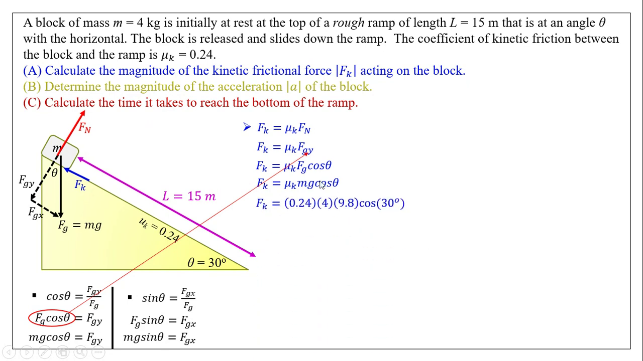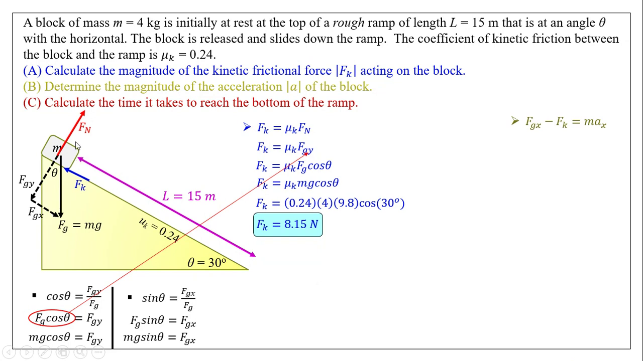Okay. So once I expand f of g to mg, I know all these values. Mu k is 0.24, mass is 4, g here is 9.8, and then cosine of 30 because the angle given here in the diagram is 30. If you punch it on your calculator, you should get a value of about 8.15. All right, it asks for magnitude, so I'll leave the answer without the direction, so that is going to be my answer. Part B asks you to find the magnitude of the acceleration.